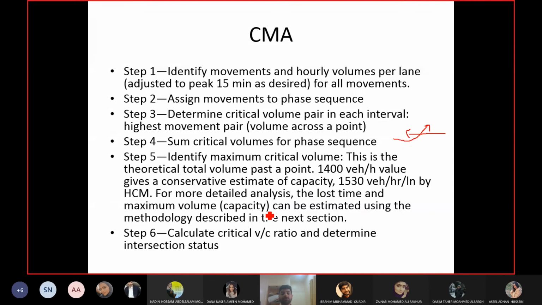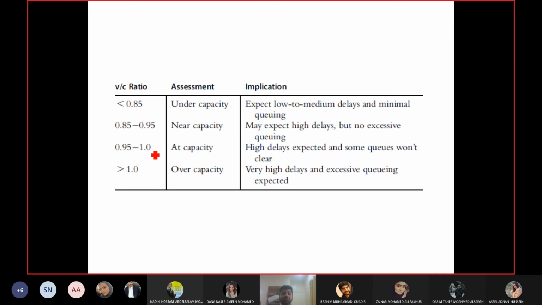Then find out the critical volume capacity ratio and find out the status of the intersection. If the volume capacity ratio is less than 0.85, we call it under capacity. Low to medium delays; obviously we are talking about a signal, so delay cannot be 0. Delay is considered to be up to medium, and the queuing will be minimum. The number of vehicles in the queue will be very low. If it is between 0.85 and 0.95, it is near capacity. You may expect high delays, but still the queuing will not be excessive.